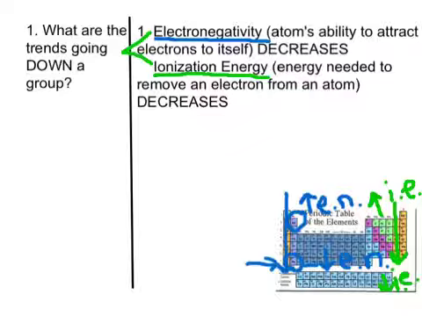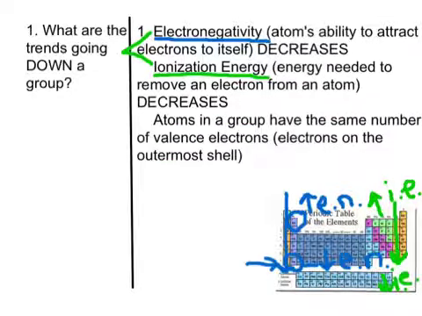Okay, so electronegativity and ionization energy go hand in hand. They both have the same trend. They decrease going down a group. Okay, so our next trend is that atoms in a group have the same number of valence electrons. Okay, now again, this is a special type of electron that is around the nucleus. These electrons are in the outermost shell. Okay, and again, we will get to that. We will review that in future lessons.